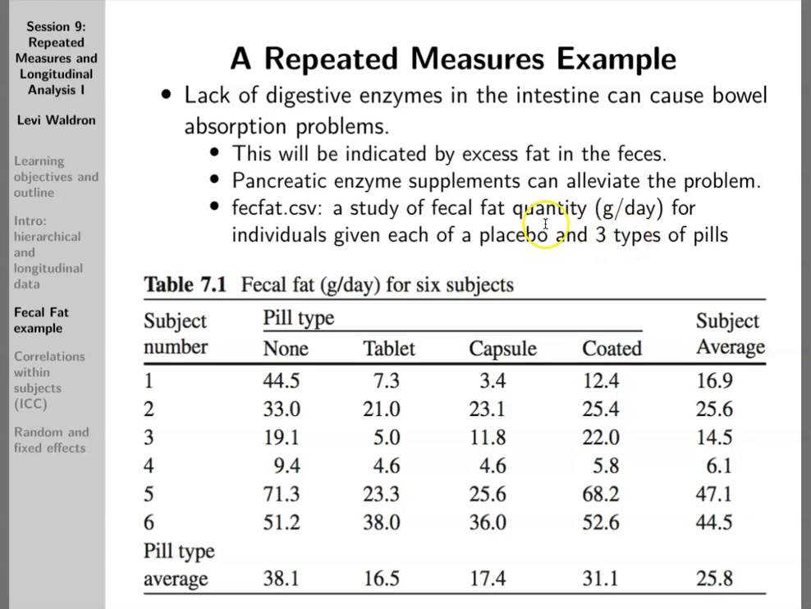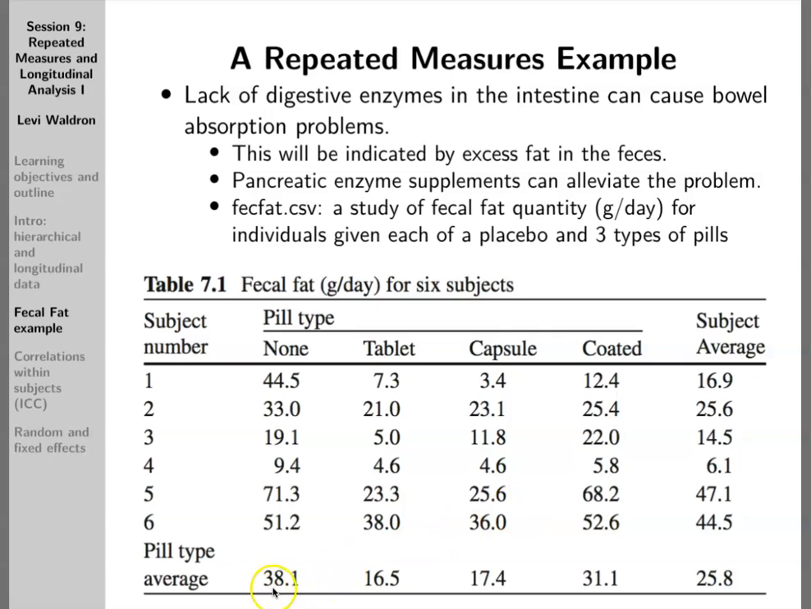So I call this repeated measures and not longitudinal because it's not measurements over time, but with each individual given 3 different treatments, either placebo, none, or a tablet, a capsule, or a coated tablet. So these aren't necessarily done in a particular order, so it's not time, it's just these 4 different treatments given to each of 6 different individuals. So it's a very small, simple data set. We just have 6 subjects and 4 different measurements per subject.